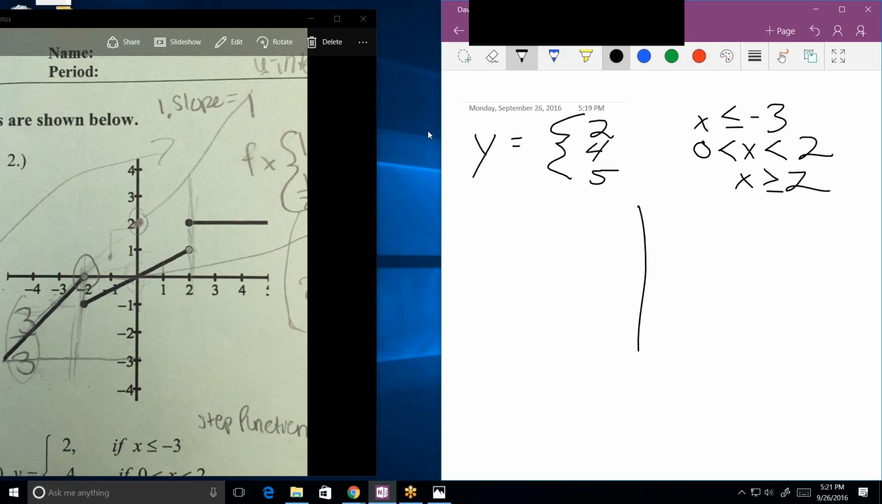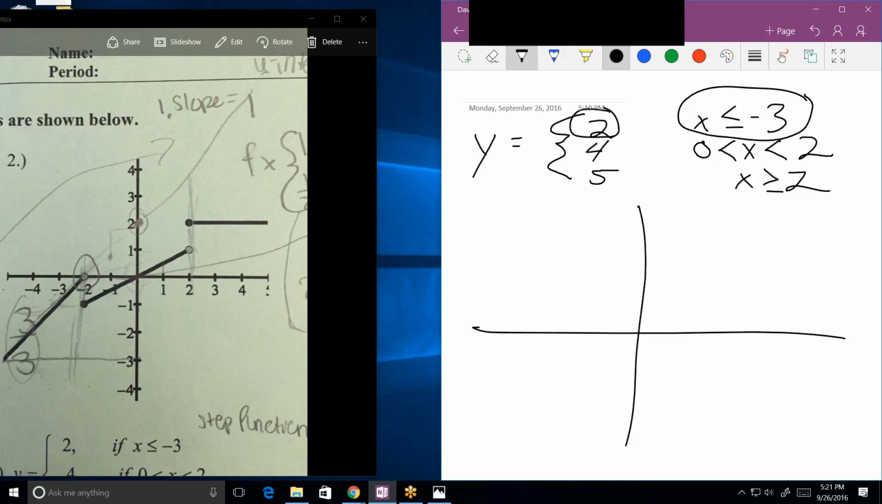Now, notice that that does not cover all real numbers. It covers from negative infinity to minus 3, then it covers from 0 to 2, and then it covers all numbers greater than 2. So always start there and graph that. What does y equal to look like?